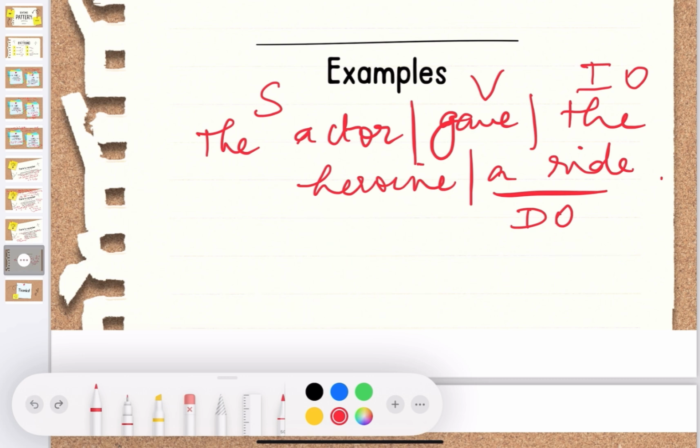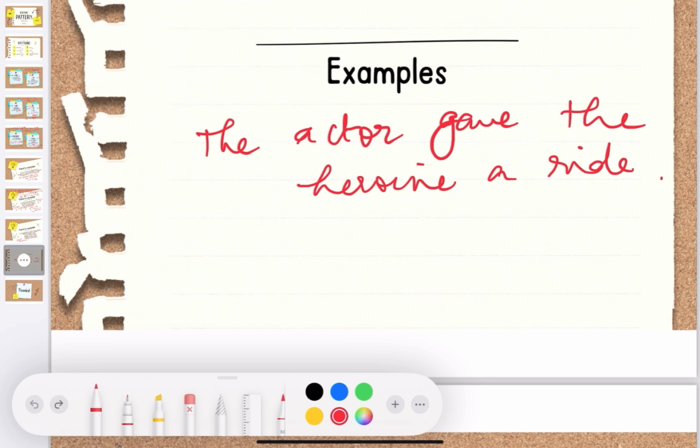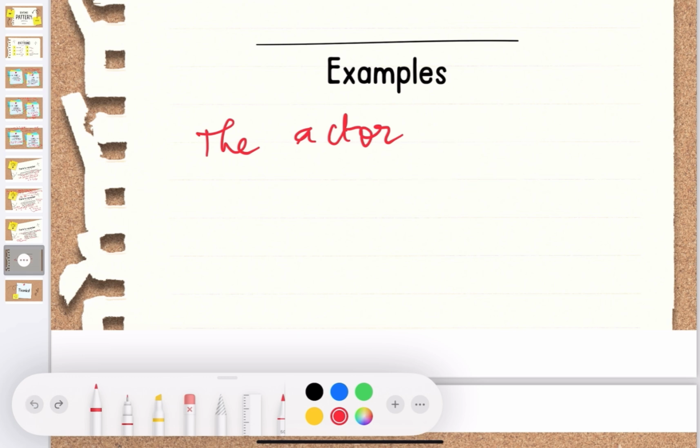There are two stakeholders in a SVIO pattern. Always remember that. Someone gave her something. You get patterns like that. I hope you get it. He presented someone something. She gave him something. Those kind of patterns you can always see in SVIO.